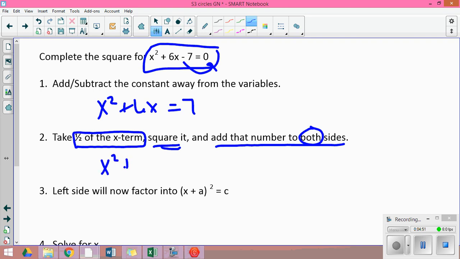So when I write this, I usually do this. I leave that blank. I physically write that blank to remind myself. I'm going to take half of this term. Why is it half?